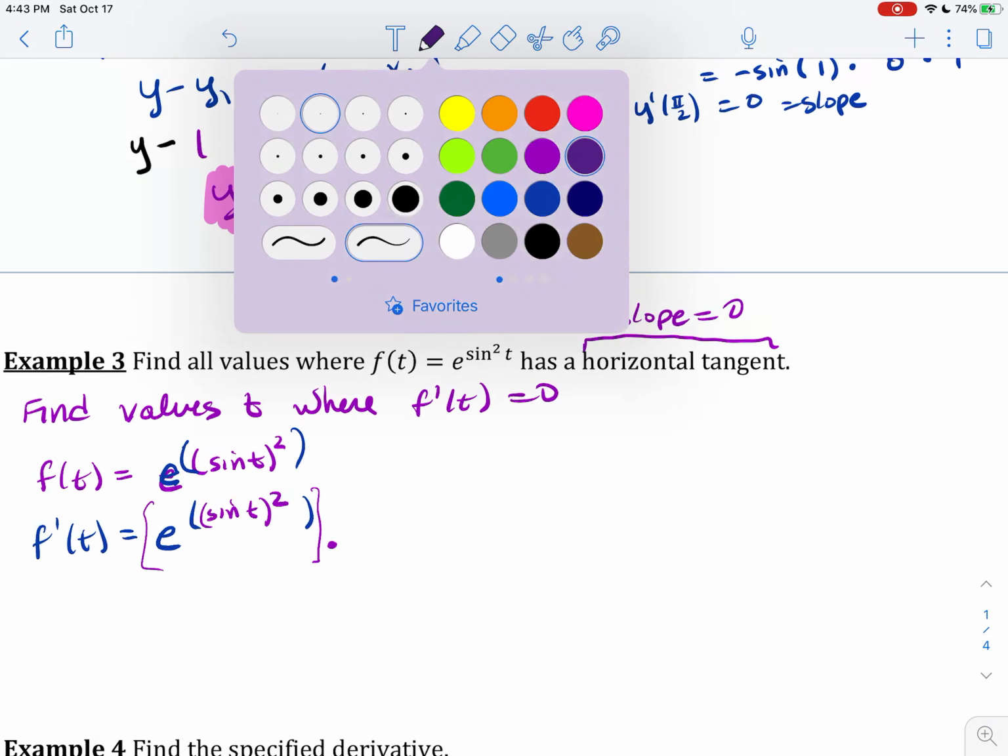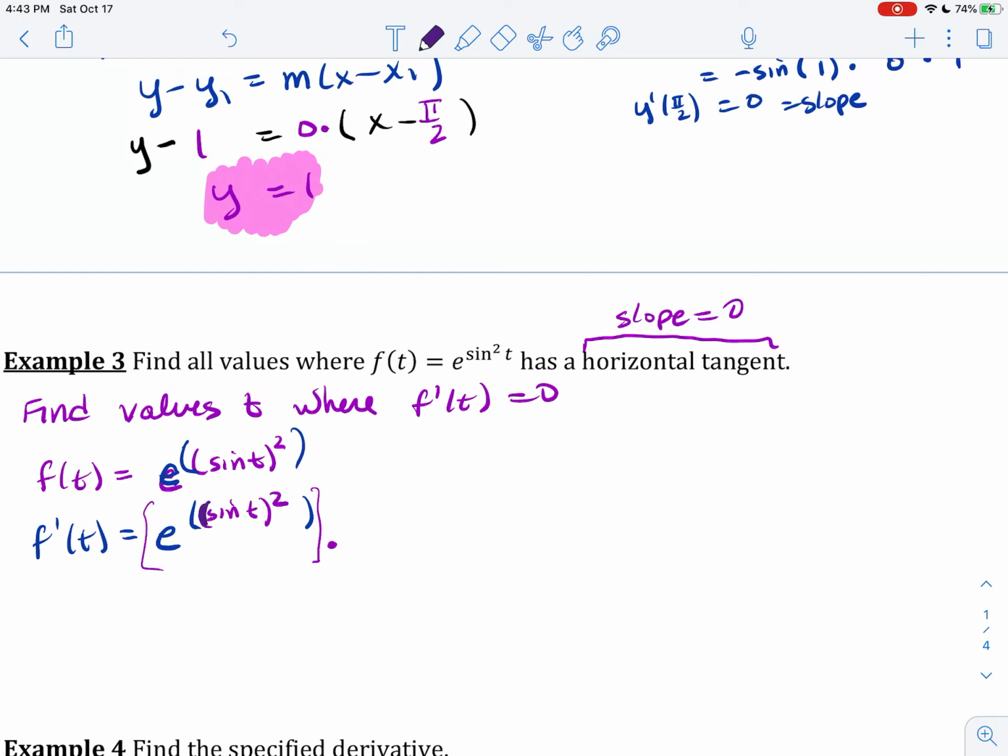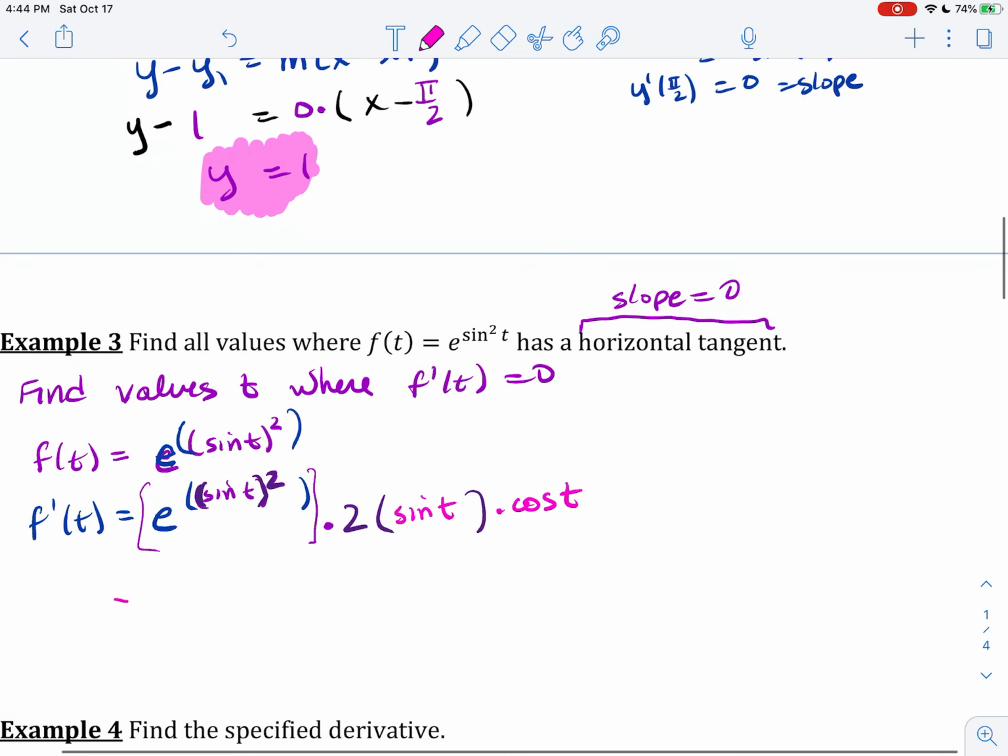And the derivative of the inside has its own inside-outside. Our outside function is the square, or x squared, t squared. So it's going to be 2, and it's going to be evaluated at the inside, but then times the derivative of the inside. And the derivative of the inside is cosine t. So cleaning things up again, we have got 2 sine t cosine t times e to the sine squared t.